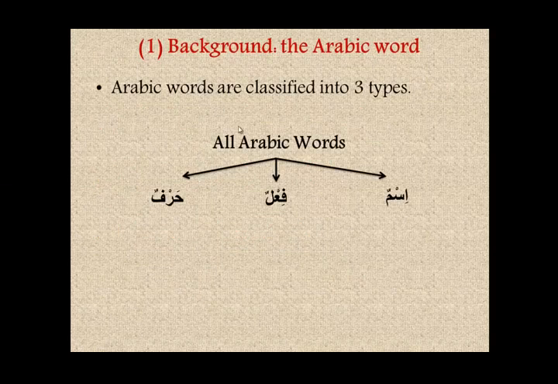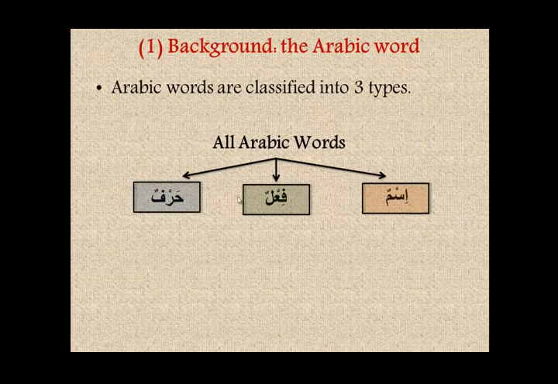All Arabic words are classified into 3 different types. So if you take an Arabic word, it's going to fall under one of these 3 categories. It's either going to be an ism, a fi'l, or a harf. Ismun, fi'lun, wa harfun. What's an ism? An ism is a noun or a pronoun. So all nouns or pronouns fall under this category of ism.